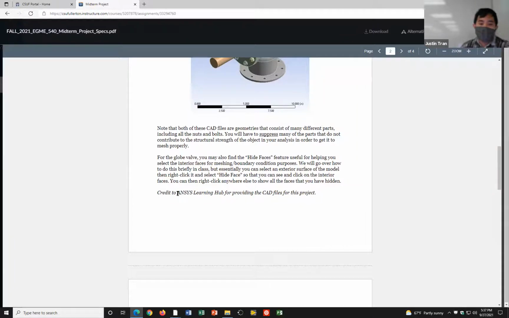And the organization that provided these CAD files is called the ANSYS Learning Hub, and so they get the credit for this. Okay, but I did do simulations on these, so I know that they're doable, and I think they make fine subjects for this project.